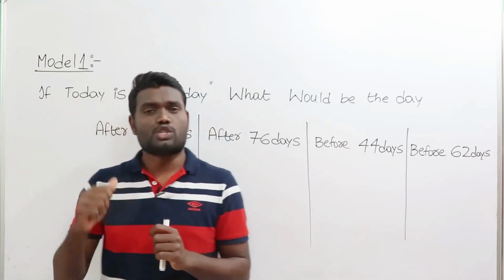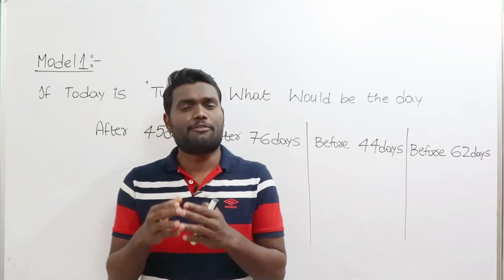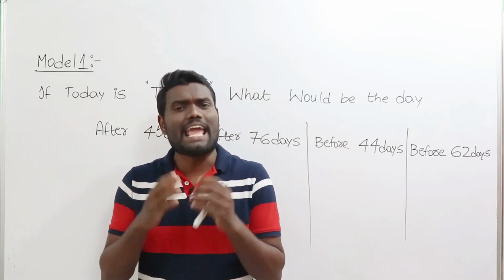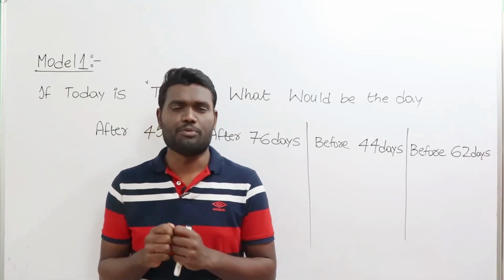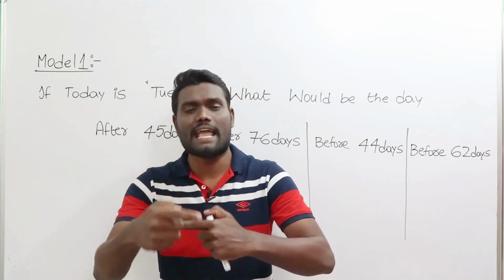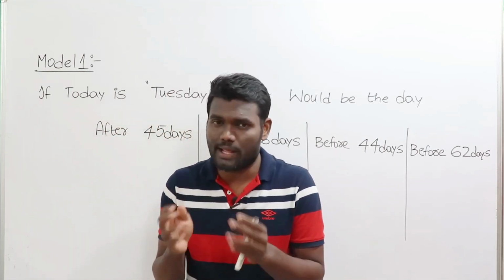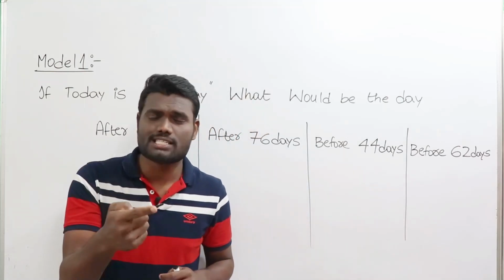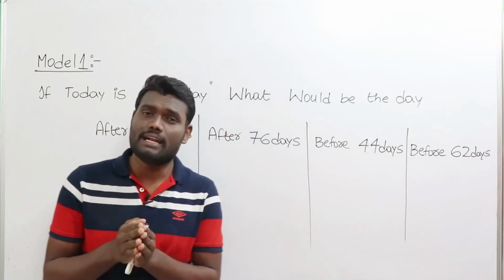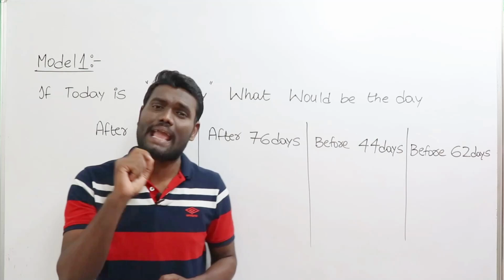Okay, fine. Before we look at the first model, let us take an example: today is Monday. If today is Monday, after 7 days, what would be the day? After 7 days, you know it is going to be Monday again. Why? Because 7 days is nothing but 1 complete week, which means after 7 days it is again going to be a Monday. What would be the day after 21 days? Again it is going to be a Monday. What would be the day after 49 days? Even after 49 days, it is again going to be a Monday.